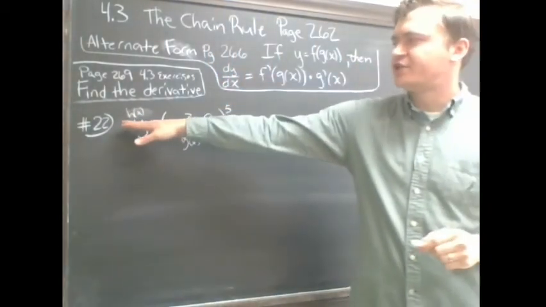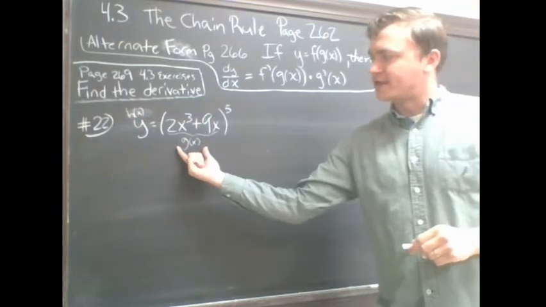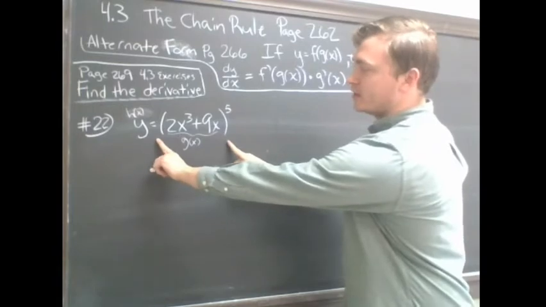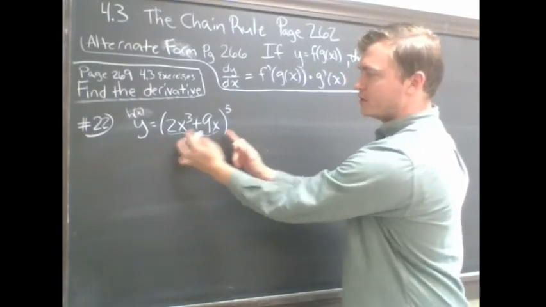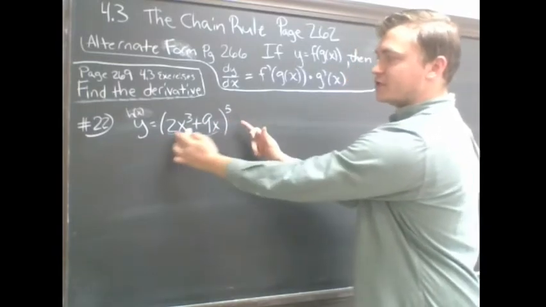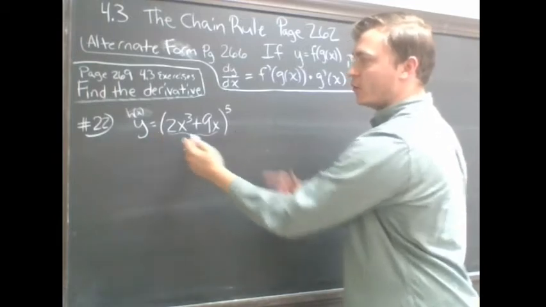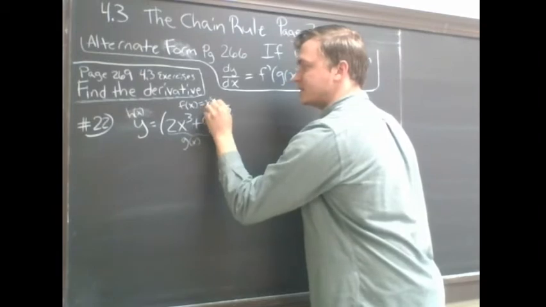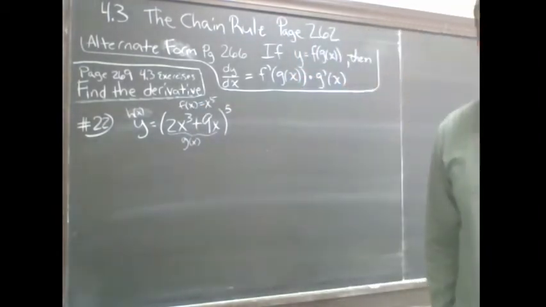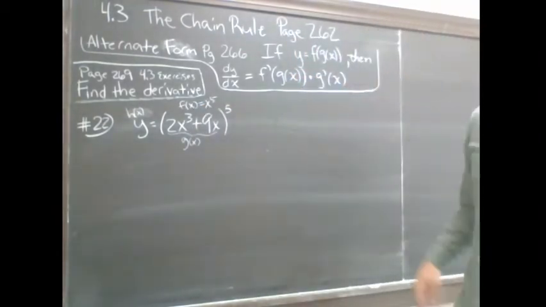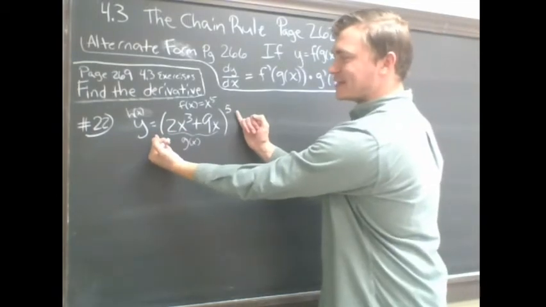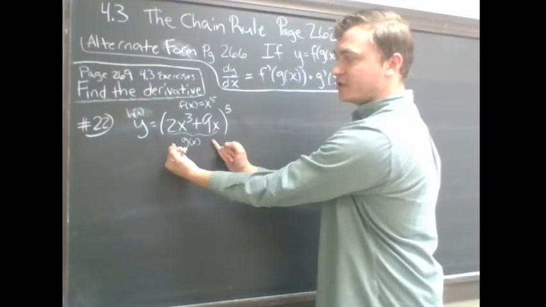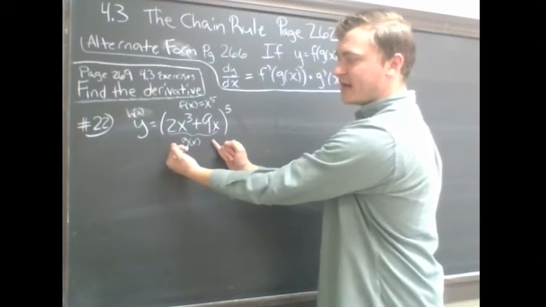So we have some function out here that is composed of a function. So what is this outside function, we might think? We have some number in here raised to the fifth power. So this outside function, we can treat as some number to the fifth power, or in other words, x to the fifth power. So our outside function looks like x to the fifth power, but that function is composed of another function, 2x cubed plus 9x.